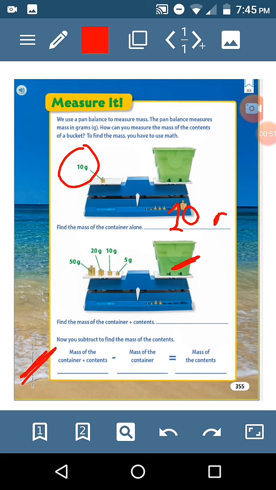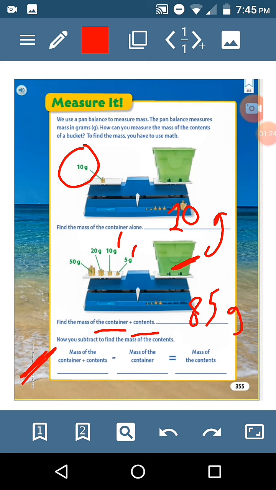10 grams, right? Find the mass of the container plus the liquid or the contents. 15 plus 70, 85 grams. Now, I have the mass of the bucket plus the liquid together, and I have the mass of the bucket alone. Now we're gonna find the mass of the liquid alone.